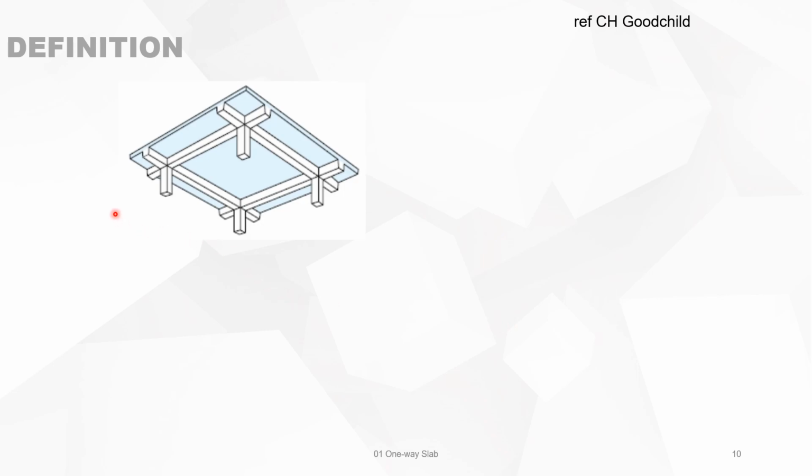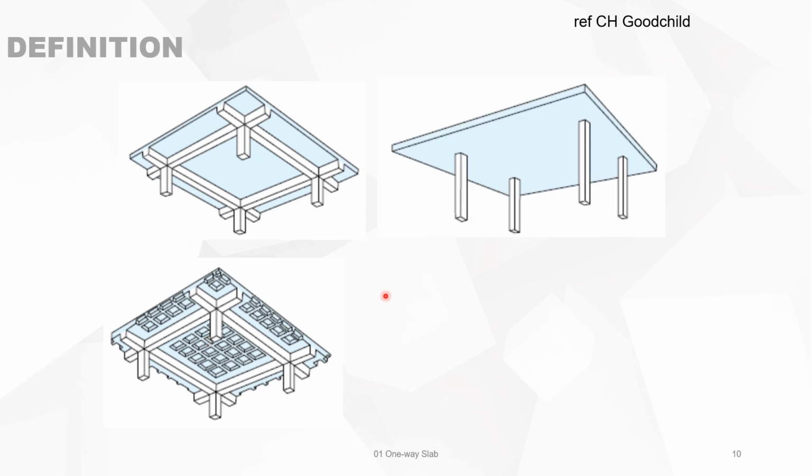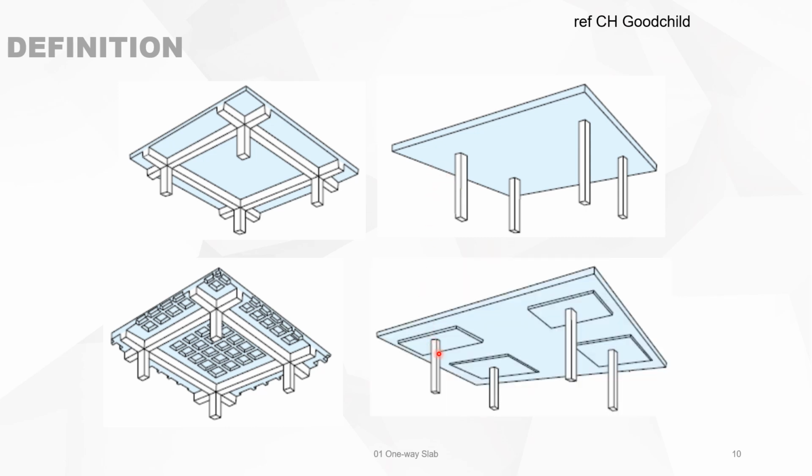You can also use a grid of beams. This is always the case for two-way slabs instead of one-way slabs. You can gain some concrete volume by making a waffle. You can also have plain concrete slabs. This is without beams. Or you can have some reinforcement on top of the columns.